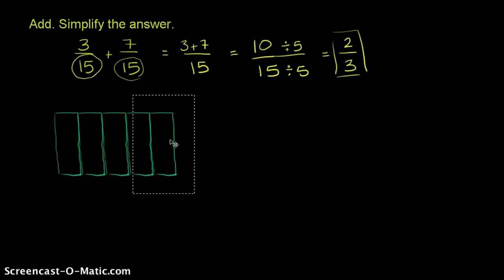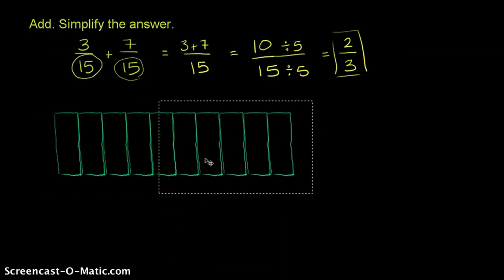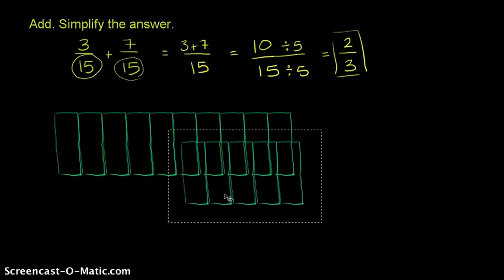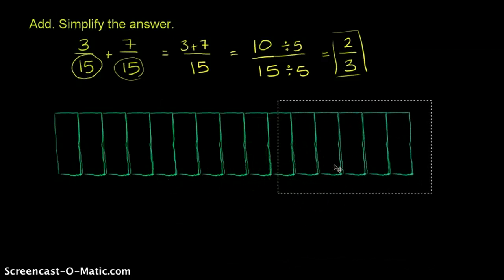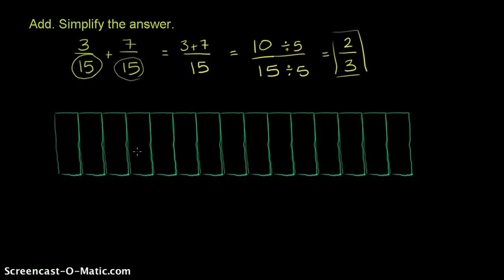Let me copy and paste this whole thing. So that's 5 sections right there. So let me copy and then paste that. So that is 10 sections, and then let me do it one more time. So that is 15 sections. So you can imagine this whole thing is like a candy bar or something, and we have now split it up into 15 sections. Now, what is 3/15?